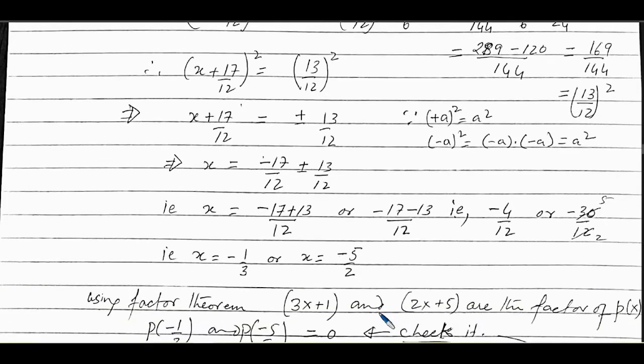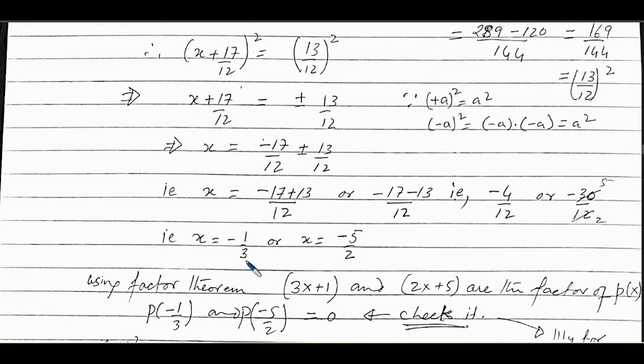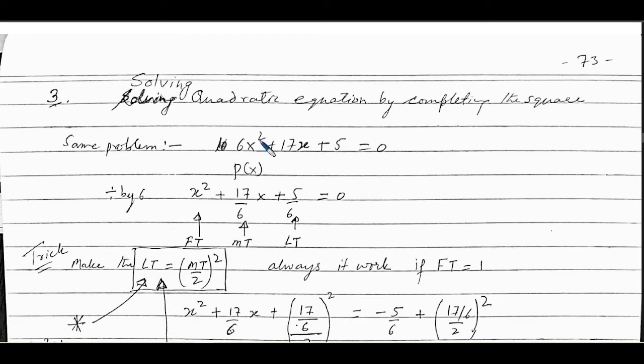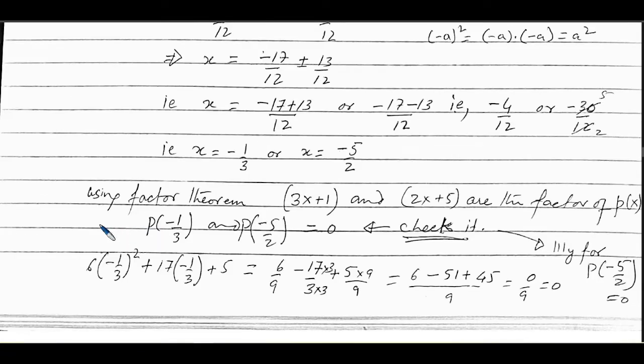Okay. So this is what we had earlier also. So the factors will be (3x + 1)(2x + 5). This is the factorization of this one. So that's what I have said here. Use the factor theorem, that is, 3x + 1 and 2x + 5 are the factors of p(x), and check p(-1/3) and p(-5/2) is equal to 0. Check it. So here I have checked for minus 1/3 and I indeed get 0 here. Similarly, check for p(-5/2) and you will definitely get 0.